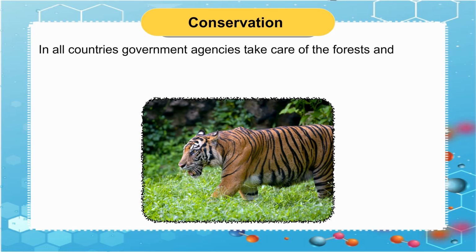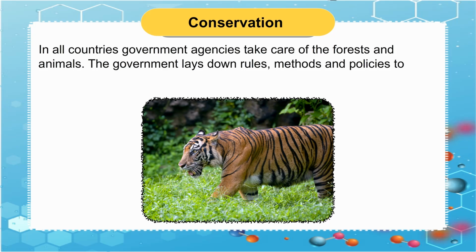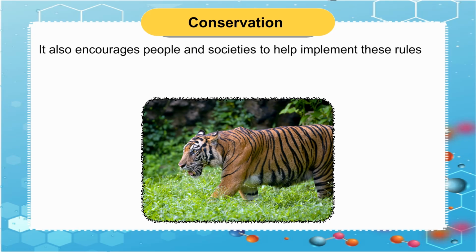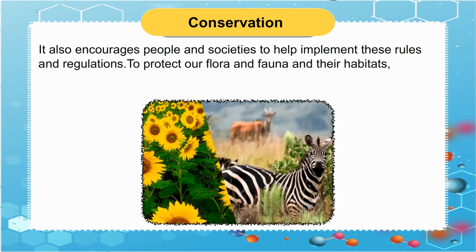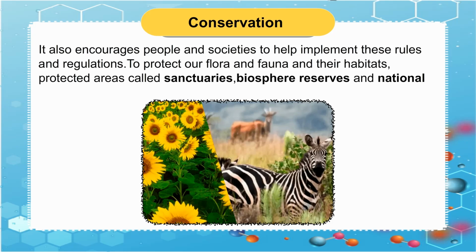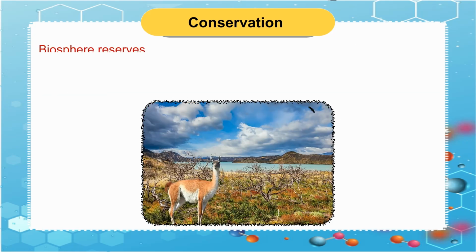In all countries, government agencies take care of the forests and animals. The government lays down rules, methods and policies to protect and conserve them. It also encourages people and societies to help implement these rules and regulations to protect our flora and fauna and their habitats, protected areas called sanctuaries. Biosphere reserves and national parks have been earmarked.